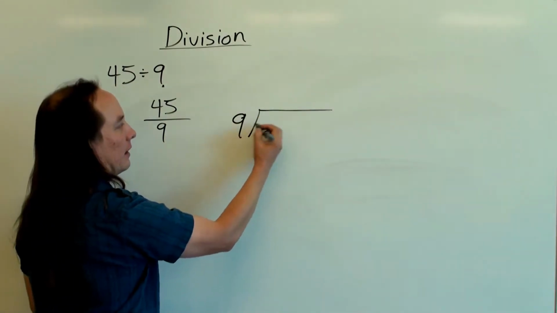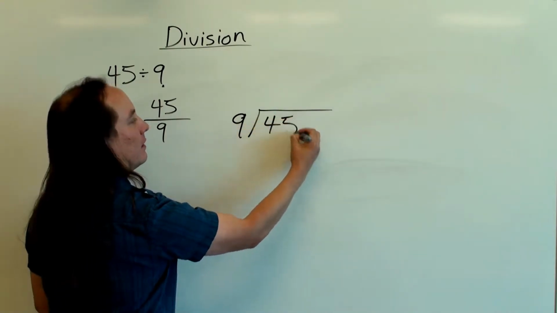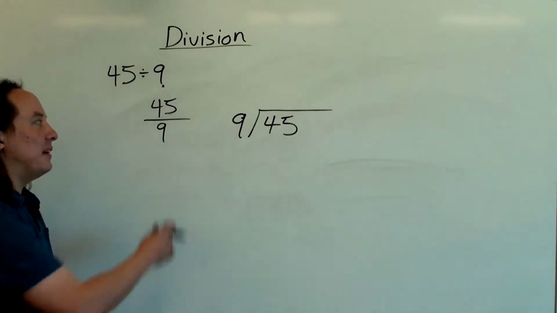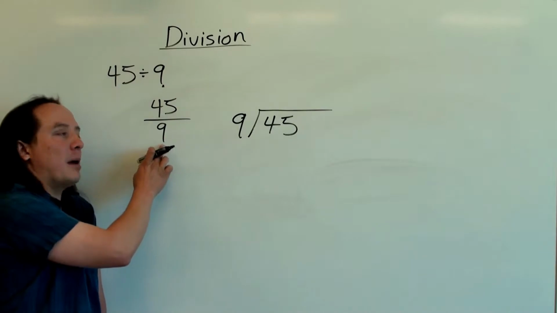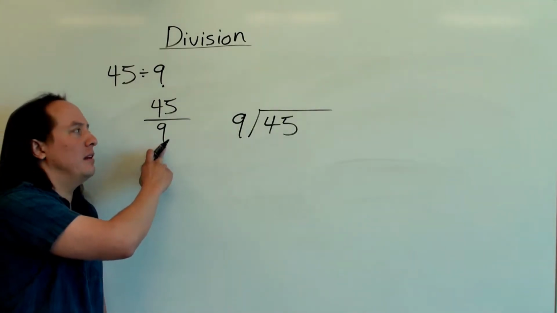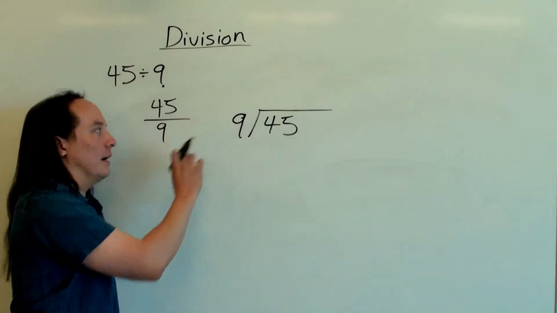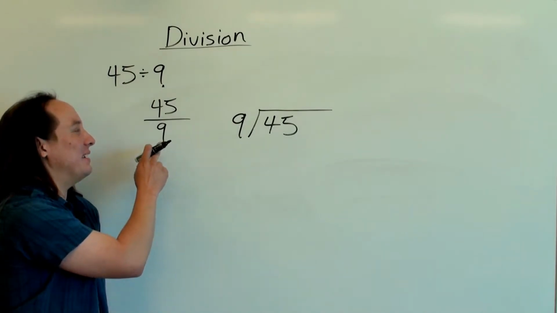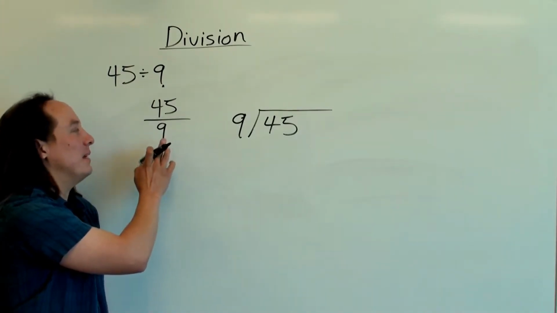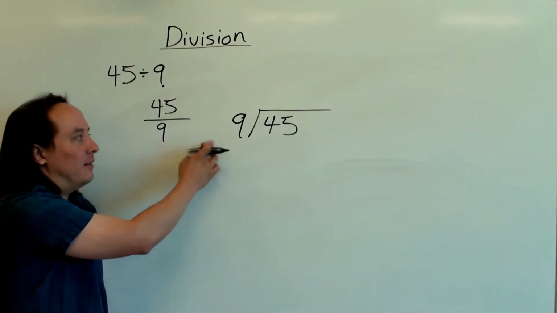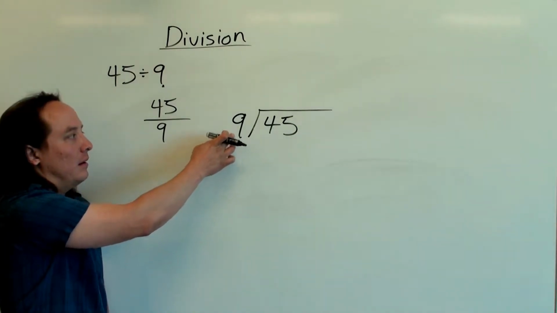So it would look like this, all right? And if you see it in a fraction form, the denominator is the divisor. The divisor is the number that's outside. I do know that one. And the dividend is the one on the inside. So the denominator turns into the divisor, so the 9 goes outside.